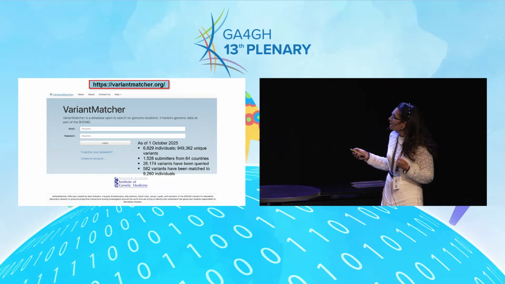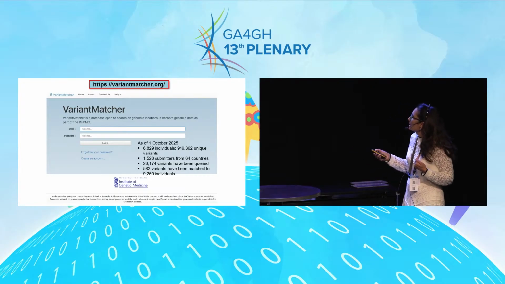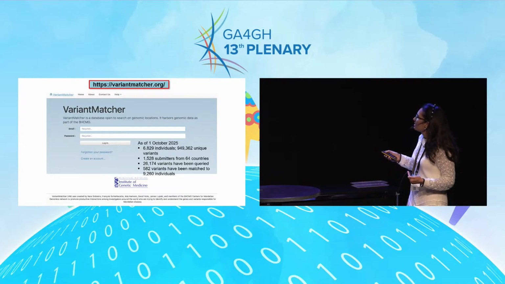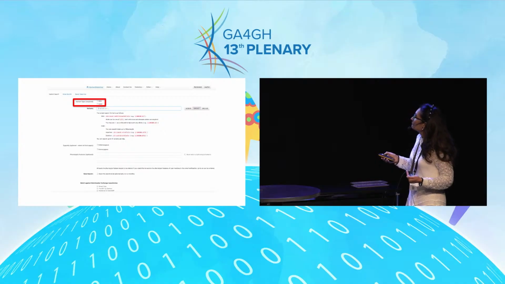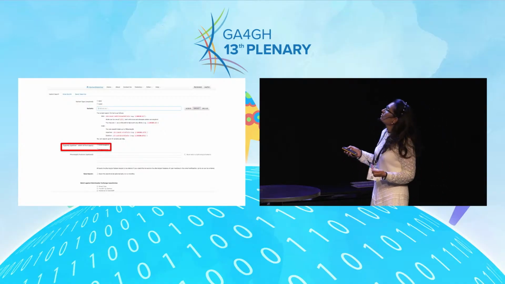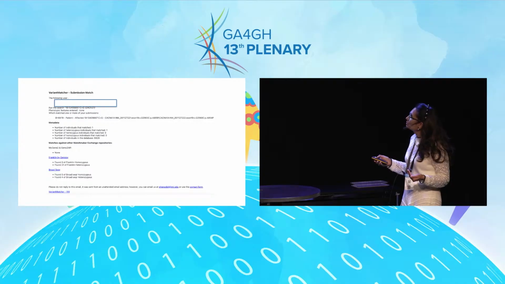We have in our database the data from about 7,000 individuals, and about 1,600 submitters from 64 countries have come to our database to look for variants of interest. So 26,000 variants have been queried, almost 600 of them have matched to 9,260 individuals. And we have only 4 minutes, so I'm going to show how you would use it.